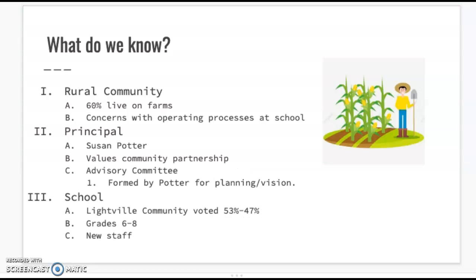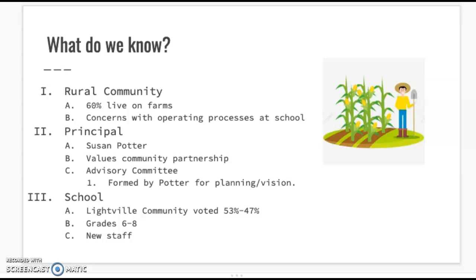So, I just wanted to start with the facts of what we know. With our case study, we know that we are in a rural community. 60% of our students live on farms, and they are interested in opening a new middle school in the community, which is pretty significant. They had just split the K-12 into an elementary and a secondary school, and they are now creating just a middle school. This is a year in advance of it opening.